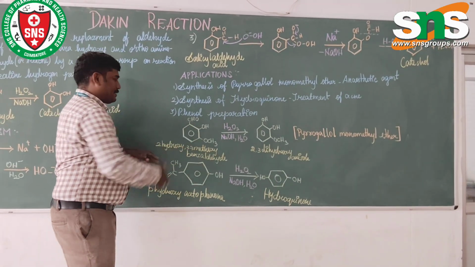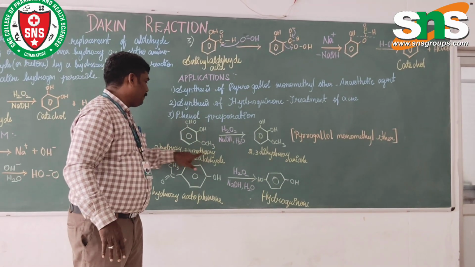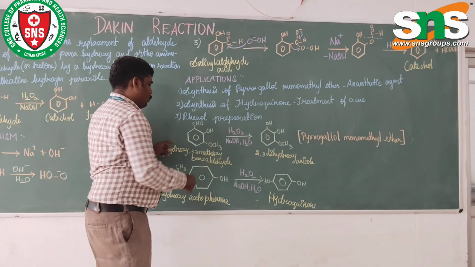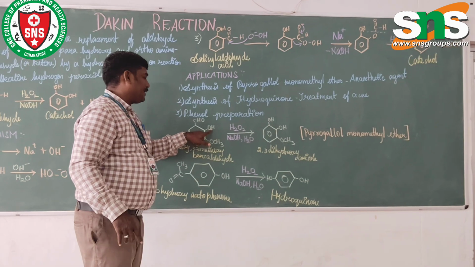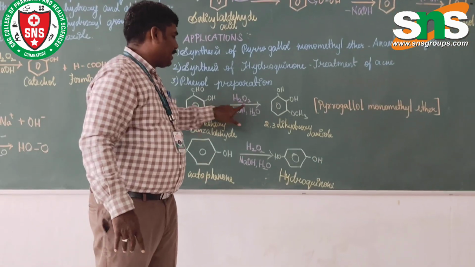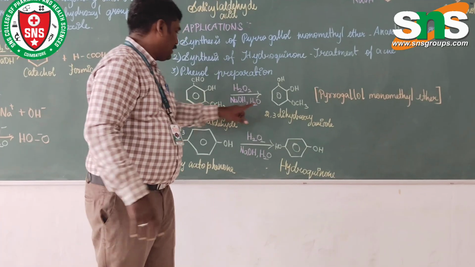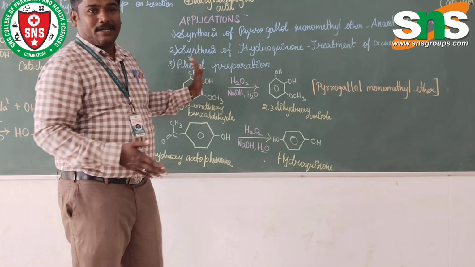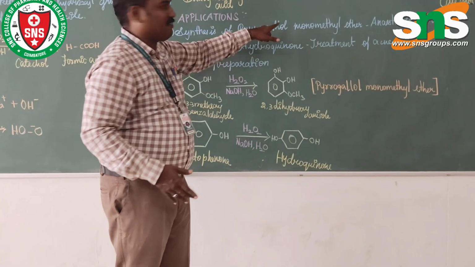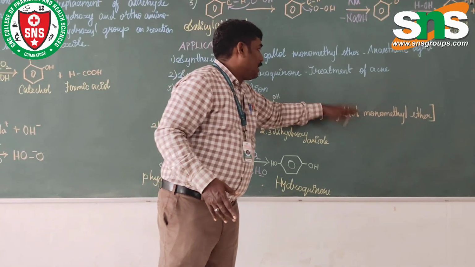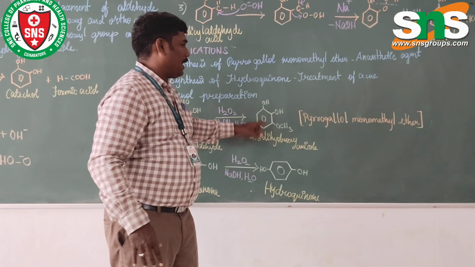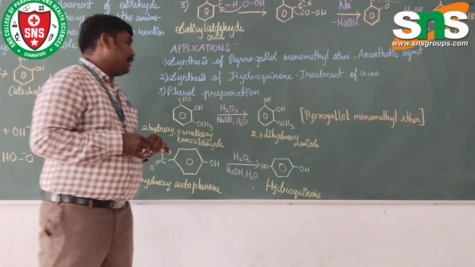We will see one example, that is 2-hydroxy-3-methoxybenzaldehyde. In the third position a methoxy group is present, and in the second position a hydroxy group is present. So it is a benzaldehyde. In the presence of hydrogen peroxide, sodium hydroxide and water, what will happen? That aldehyde group will be converted into a hydroxy group. So this is the example we have seen. This is the pyrogallol, alkaline pyrogallol, which is used as an anesthetic agent.